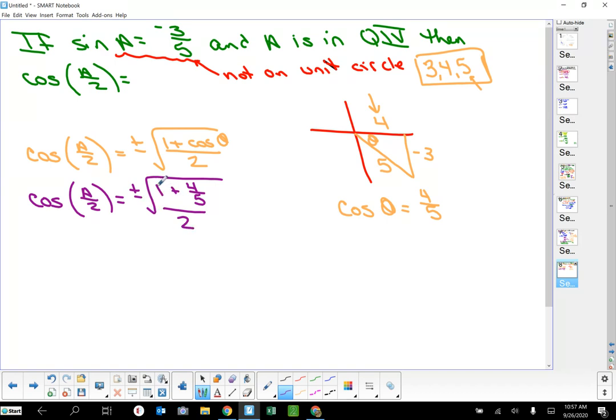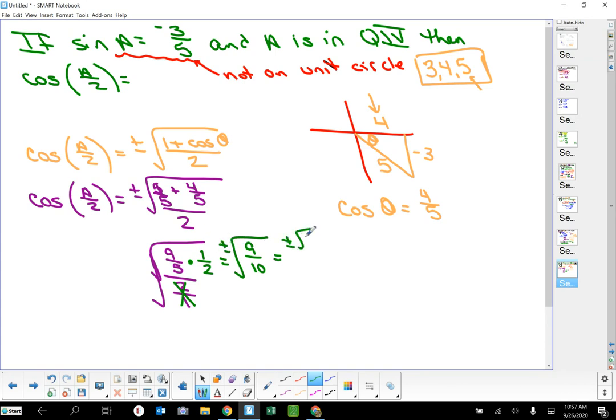All right, well, the 1 is going to become a 5/5. And so now I have a 9/5 over 2 over 1. And really, I should be very specific here. That root should be over the entire thing. And then I'm going to do a keep change flip. So this will become a 1/2. This is gone. Multiply across. I get 9/10. Remember, this is a plus or minus in front of there. This now becomes the root of the top and the root of the bottom. The root of 9 is 3.